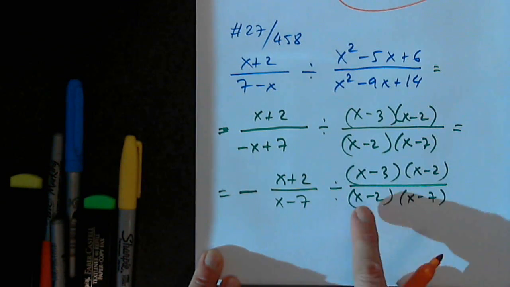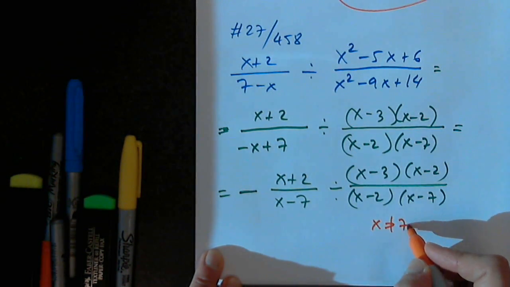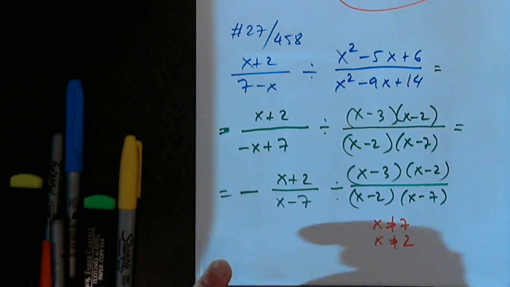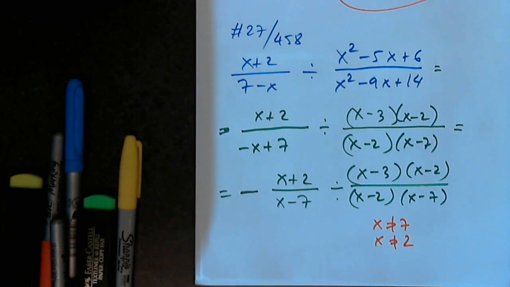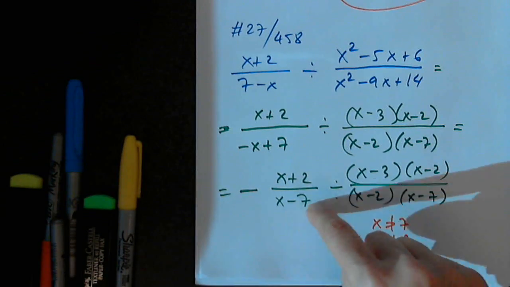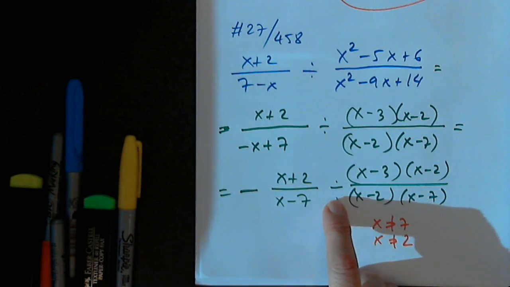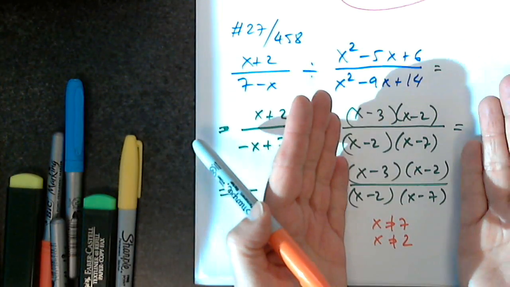Yes, because these two are the same. I will write x not equal 7 and then x not equal 2. I am allowed to simplify the fraction by itself. I cannot do this in a division. But here I cannot simplify, but here I can.